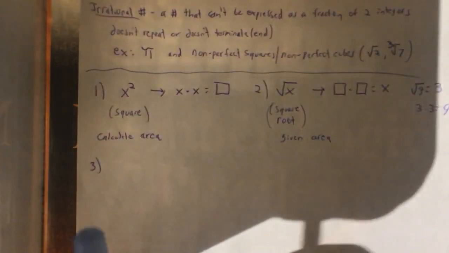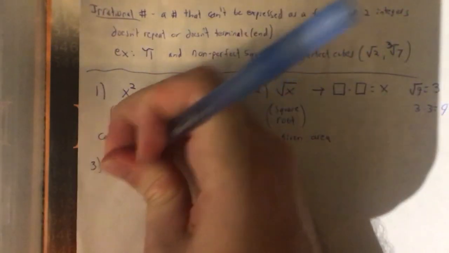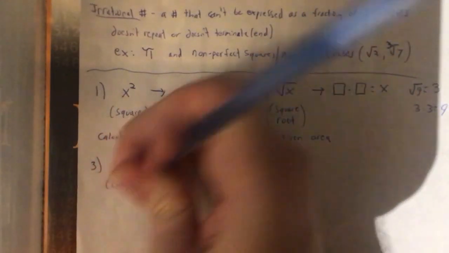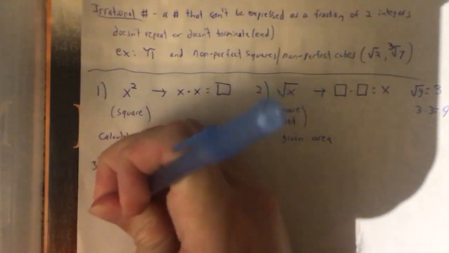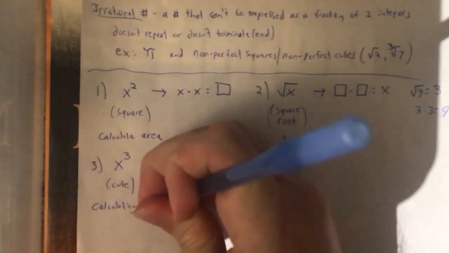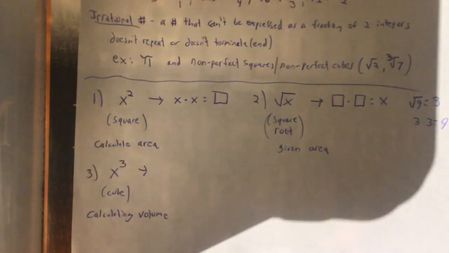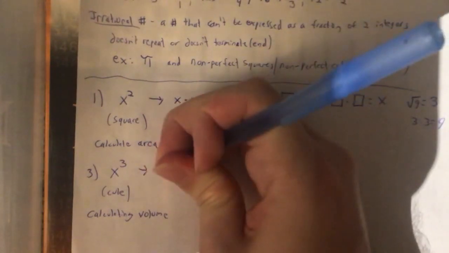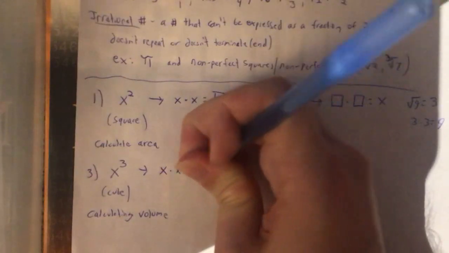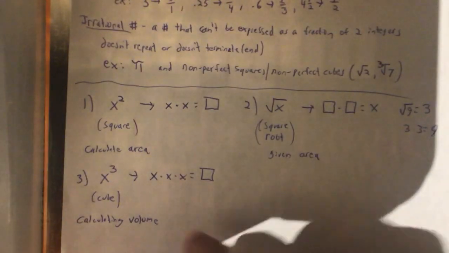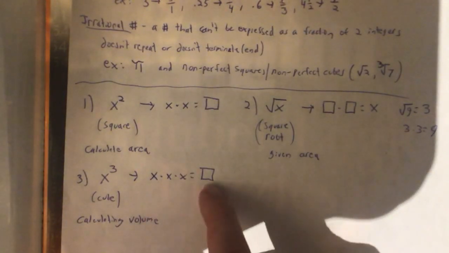Third way is now when we deal with cubes. So x cubed. This is when we want to deal with a cube. This is for calculating volume. It's basically just saying, if I need to find the volume and I'm given the side of a cube, I'm just going to multiply it by itself 3 times. So the side times the side times the side gives me my answer. So if my side was 5, it'd just be 5 times 5 times 5.